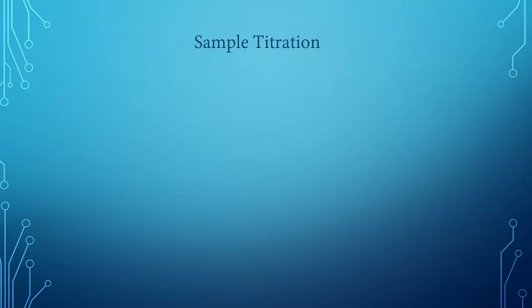Let's go through a sample titration of the sodium hydroxide and the KHP. The first thing we have to do is to standardize our solution of sodium hydroxide. We're going to prepare a solution that's approximately 0.3 moles per liter, but we won't know it exactly. So we have to first do a titration to determine more accurately that concentration.